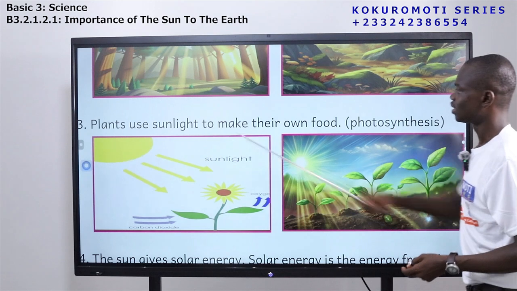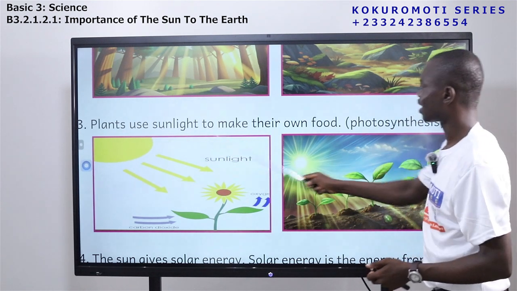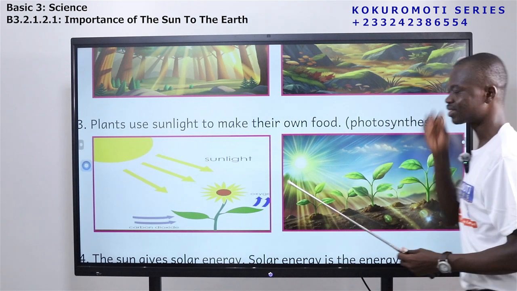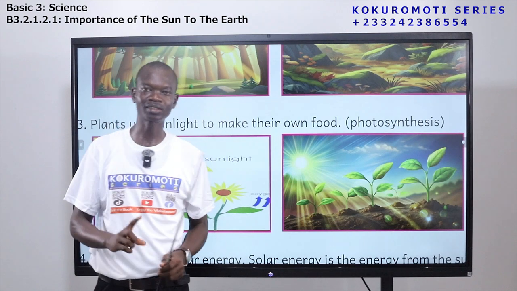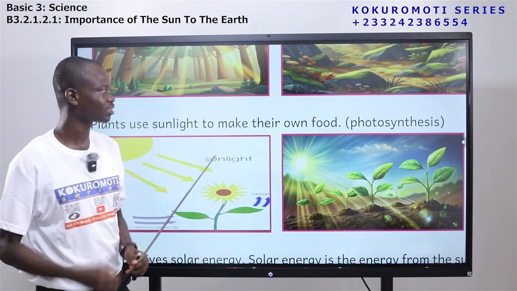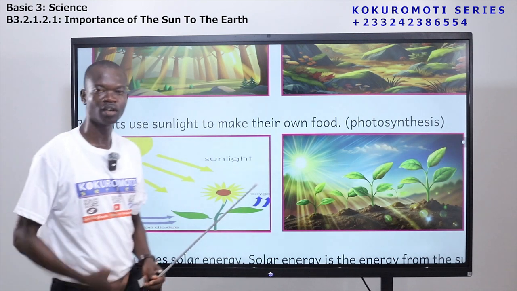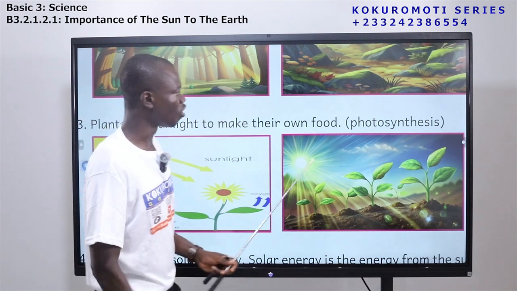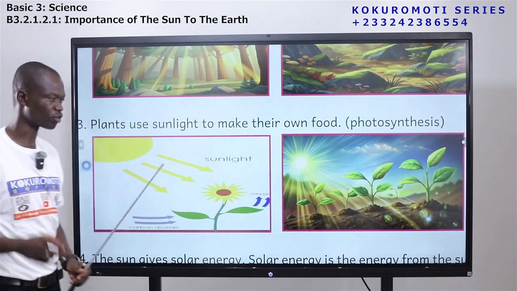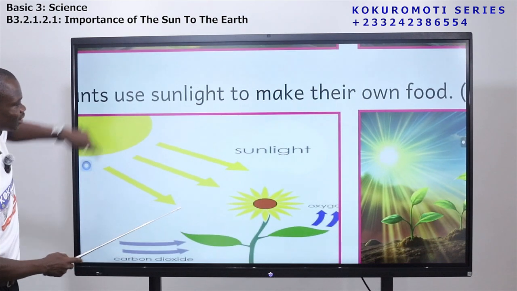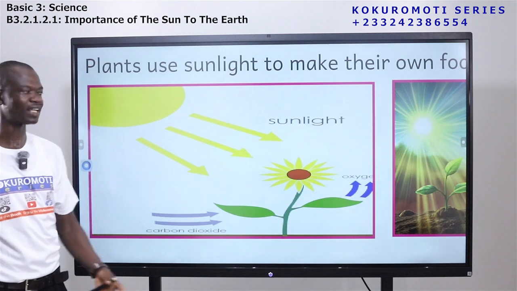The next one is that plants use sunlight to make their own food. Plants use sunlight to make their own food. Without sunlight, plants cannot make their own food. Listen, without sunlight, plants cannot make what? Their own food. And the process by which plants prepare or make their own food is called what? Photosynthesis. So I have explained this to you before, and I'm still telling you that anytime you hear about photosynthesis, we are talking about how plants prepare their own food.